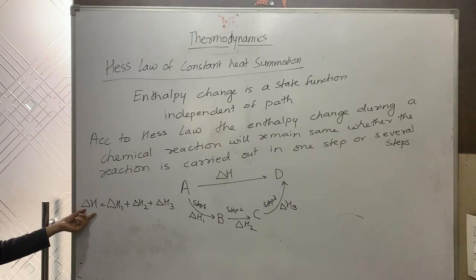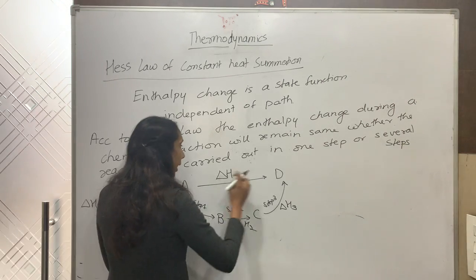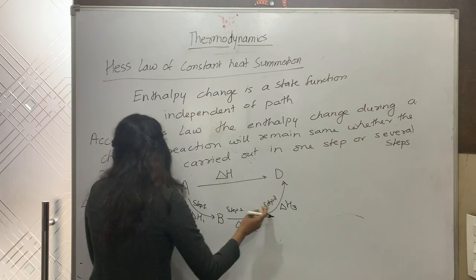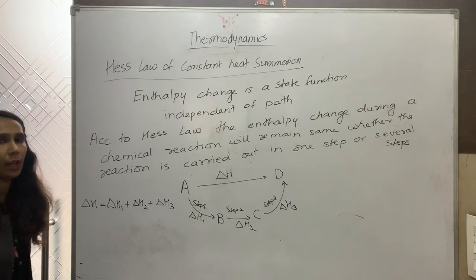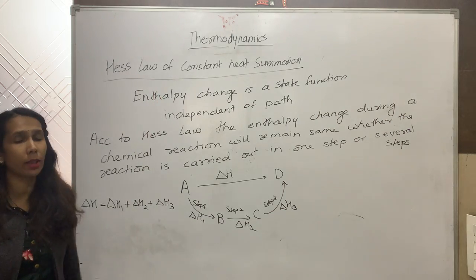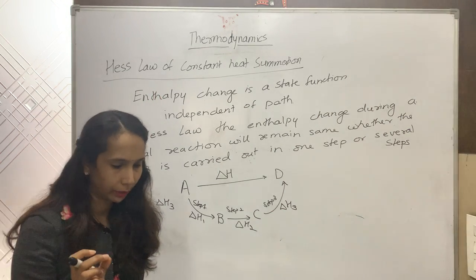Again I am repeating. The enthalpy change A to D will remain delta H only. If I do it in steps, then also it will be equal to delta H only. It will be equal to the sum. That is Hess law of constant heat summation.